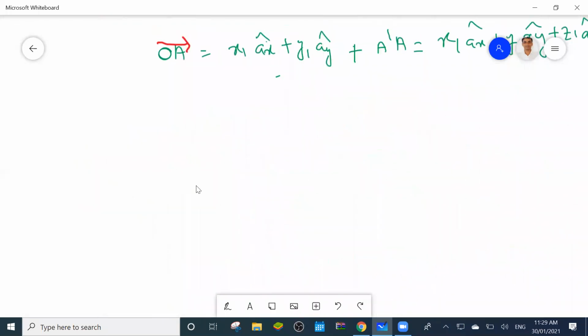Okay. So this is the vector addition. Now, suppose 2 points are there. Okay. 2 points are there.